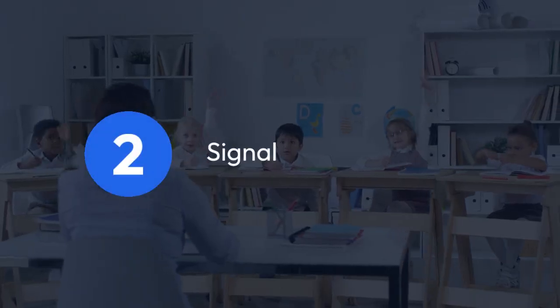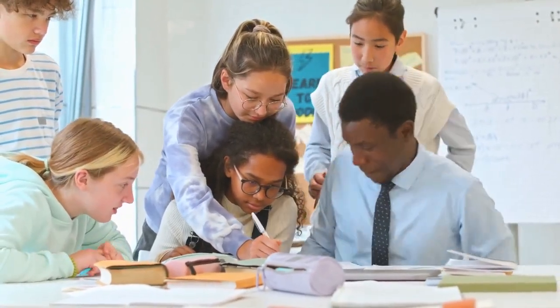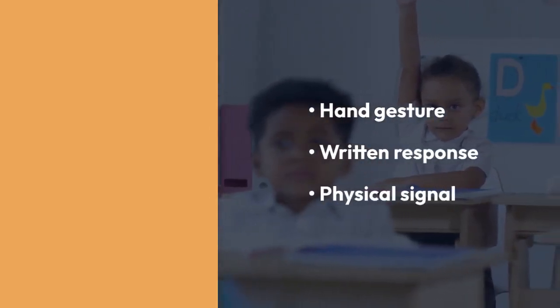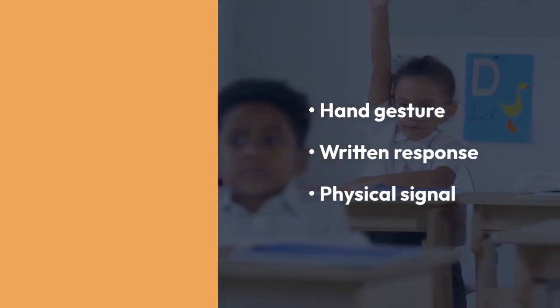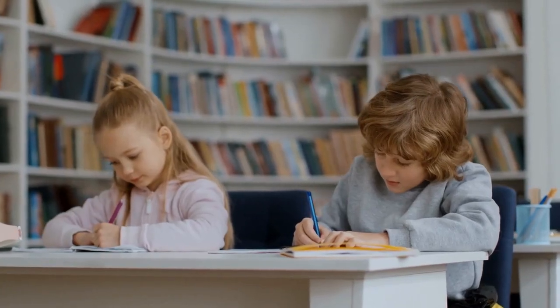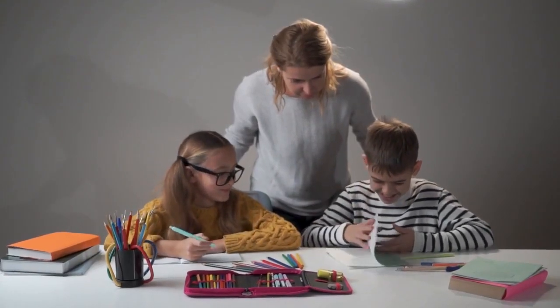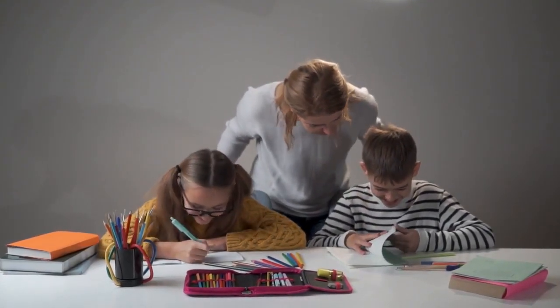Step 2: Signal. After posing the question, have students signal when they're ready to respond. This could be a simple hand gesture, a written response, or a physical signal like standing up. Step 3: STEM. Provide a sentence stem for students to complete as they formulate their responses. This stem helps guide their thinking and scaffold their language production.